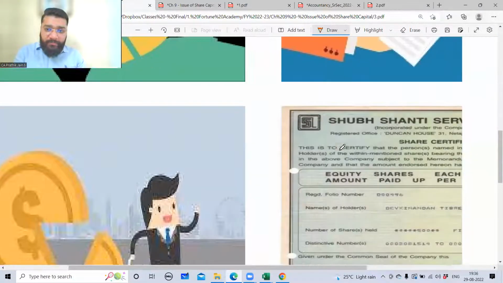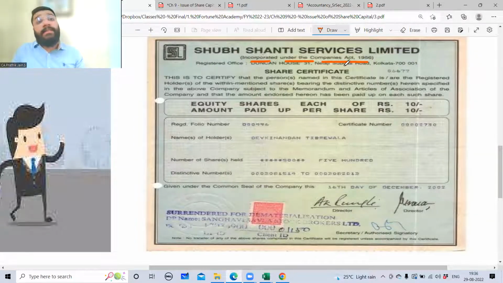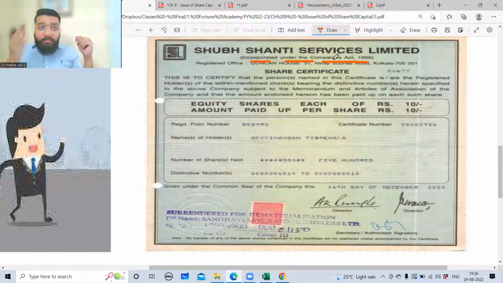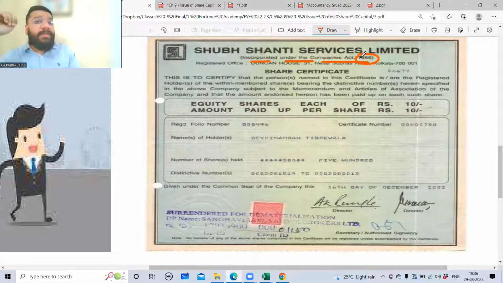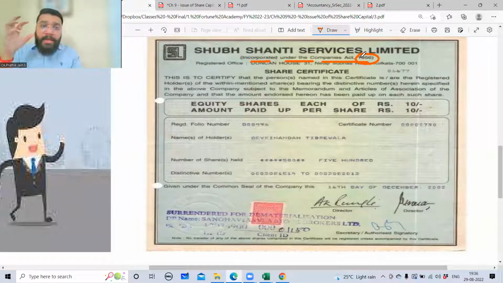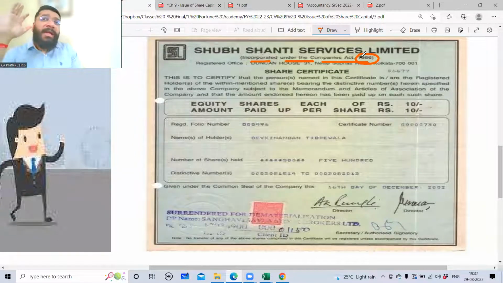image of a share certificate. This is a share certificate of a company by the name Shubh Shanti Service Limited. If you look at the content, this company was incorporated under the Companies Act 1956. The latest company law rule is 2013, which means in 2013, guys, this rule book has been drastically changed. Before this 2013 rule book, the rule book that used to be followed was the Companies Act 1956, which means this rule was framed in 1956, though it was upgraded on a time-to-time basis. But in 2013, the government felt that this 1956 rule is very, very old. It's outdated. It is for those olden people.